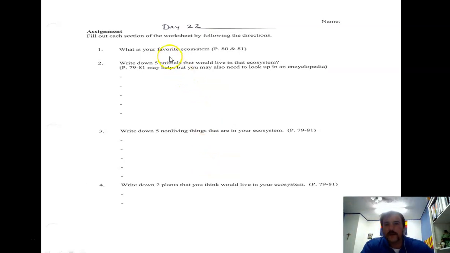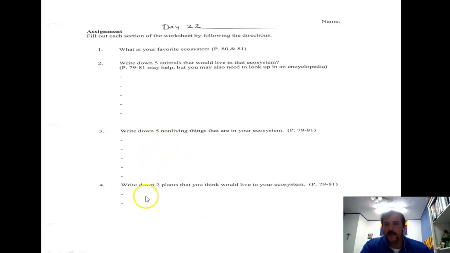But write down your favorite ecosystem. And again, this would be the rainforest, regular forest, grassland, whatever it may be. You could stick close to home with the desert. But I want you to think about the 5 animals that live in your ecosystem. Again, I purposely put the page numbers here if you want to flip back to see for help. And then I really want you to think, what are 5 non-living things in your ecosystem?